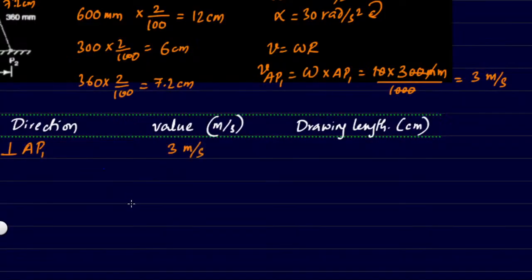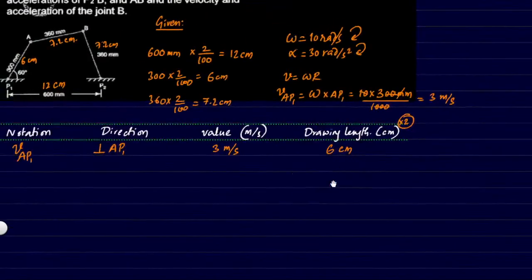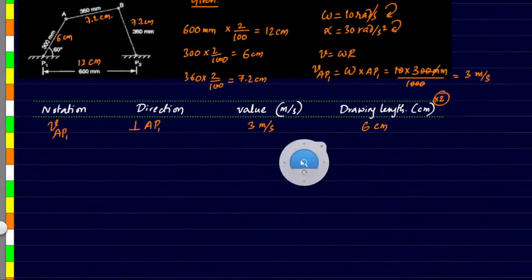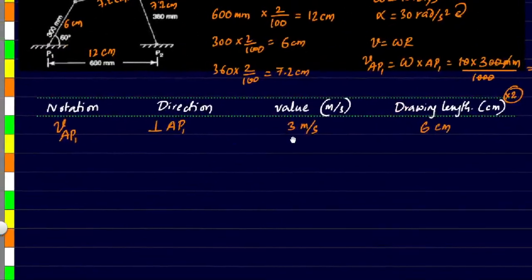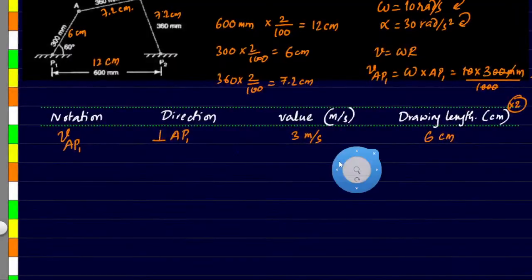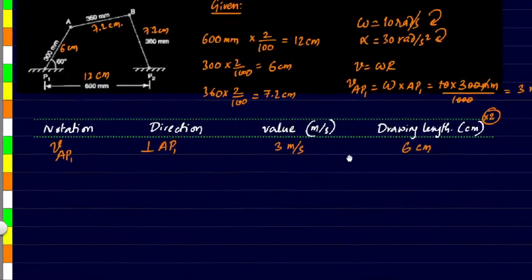Now how much can we conveniently draw on our sheet? 3 centimeters is going to be very small. So let's take a scale of into 2, and that will give us 6 centimeters. So the scale that we are using is into 2, and while converting it back, we'll have to divide it by 2 to get the meter per second. So this is our velocity of A with respect to P1.